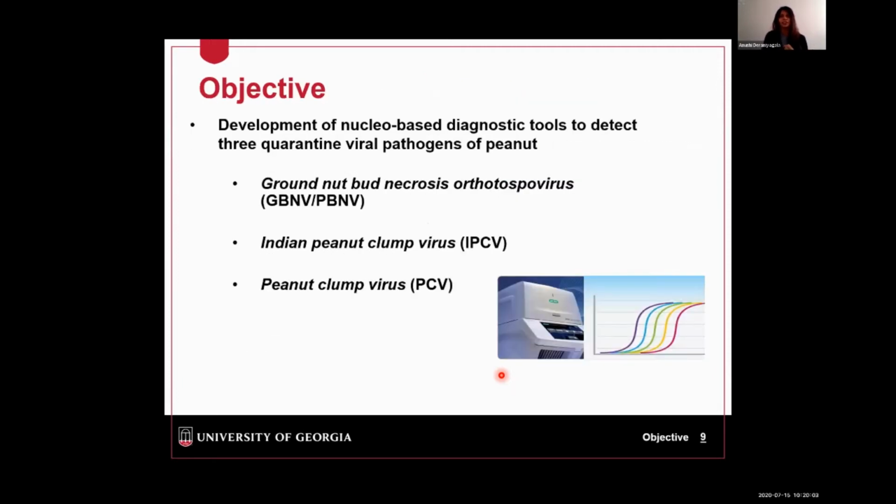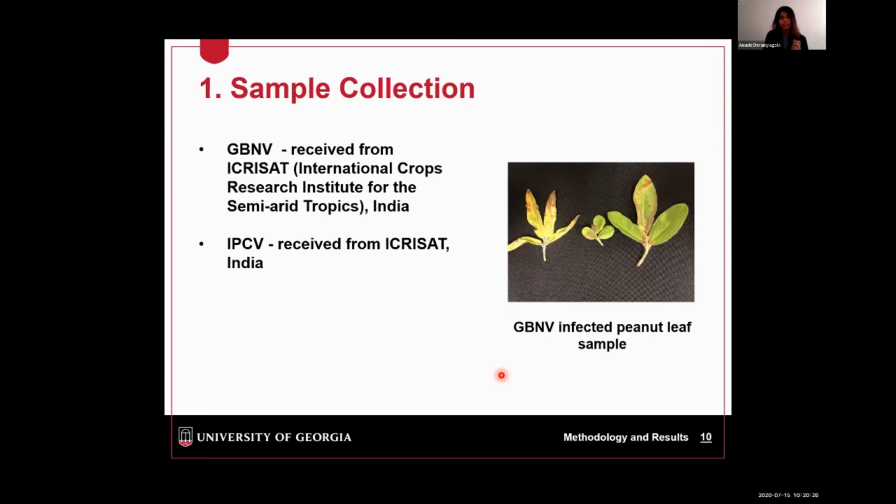With all this information, my objective was to develop a diagnostic tool to detect all these viruses, because as these viruses were listed as important quarantine viruses recently, there are no efficient diagnostic tools available right now. So next, I would like to go through the methodology I followed, and also share some of the results I got. I started with sample collections.